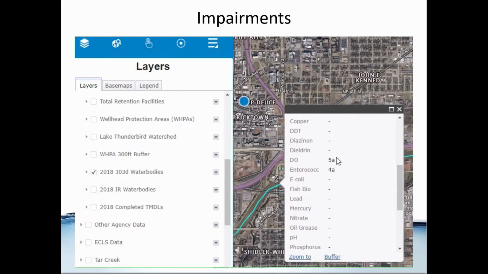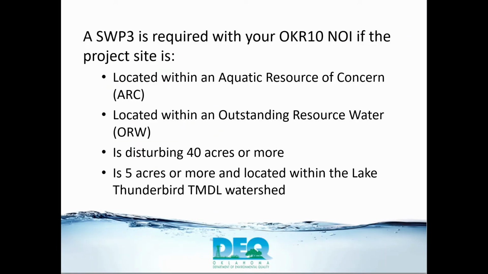If there is a TMDL for the impaired receiving water body, the TMDL ID number will be listed next to the water body on the 303D list of impaired water bodies. Refer to the permit for any additional requirements regarding impaired receiving water bodies. Now that you are knowledgeable about your general site information, it is time to determine if your project must complete and submit a stormwater pollution prevention plan with the project's notice of intent to DEQ.